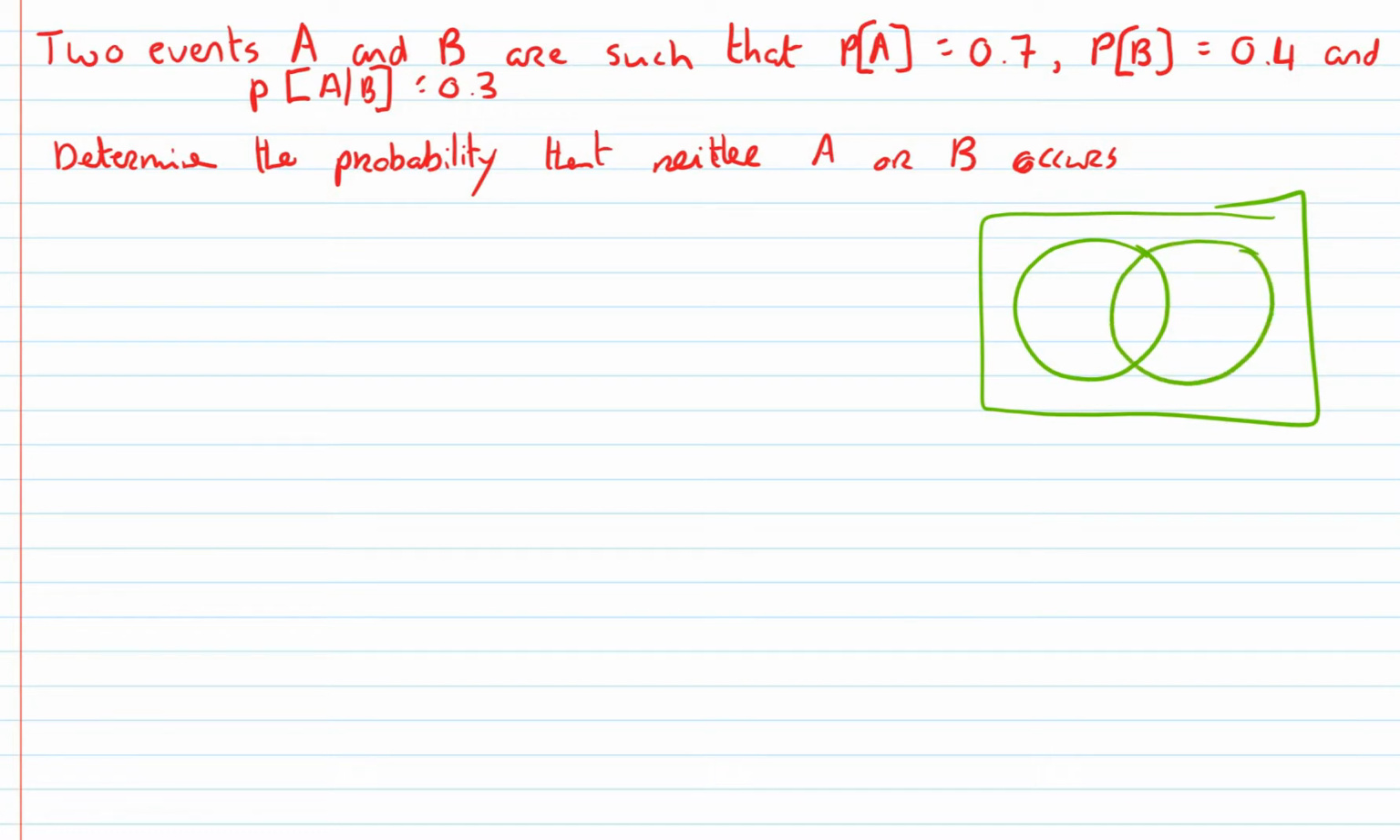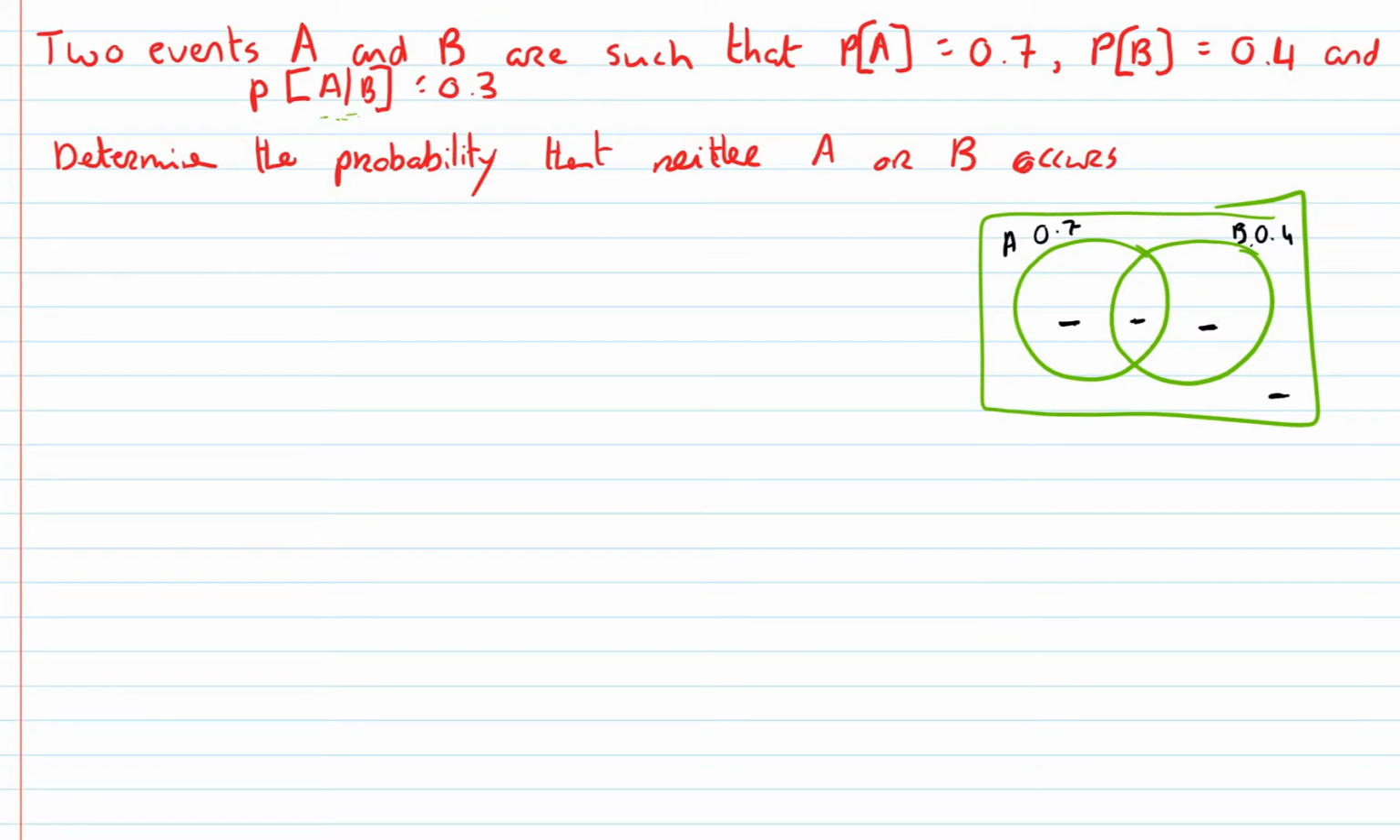They are not mutually exclusive events because of this, and we've been told the probability of A is 0.7 and the probability of B is 0.4. But that's the total. That's the whole circle, and the probability of A is the whole circle. So I want to know the probability of just A, the probability of A intersection B, the probability of just B, and if I get those three, add them up and take it away from one, then I should get the probability that neither occur.